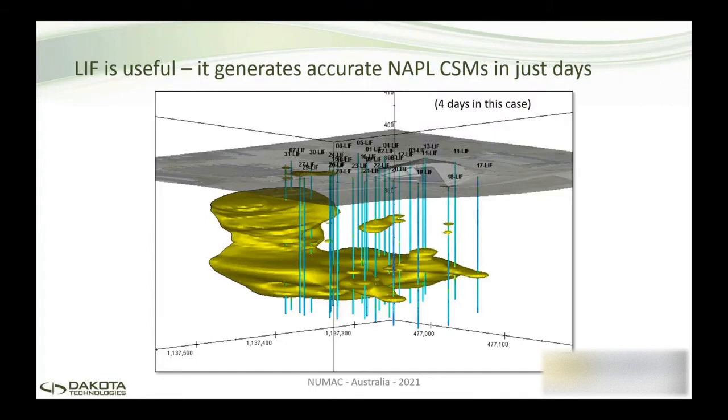So LIF is useful. It generates these beautiful, accurate, and I am not kidding you, they are incredibly accurate maps of where your non-aqueous phase liquid is, and it can do it in just days, 4 days in this case. Okay, and it's amazing, but unless you're prepared to deal with this onslaught of data and then in turn actually have confidence that that data truly represents the NAPL conceptual site model, it's not going to be of much use for you.